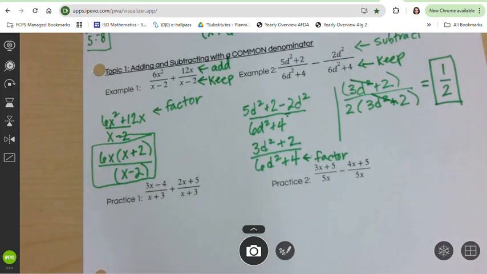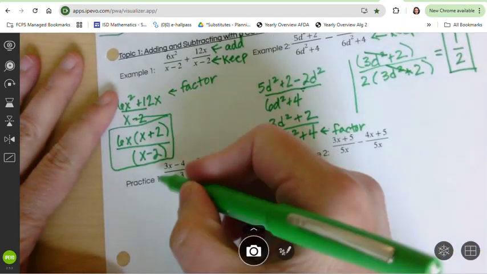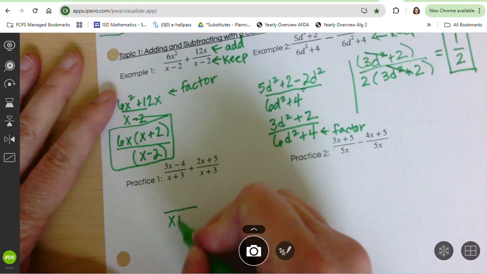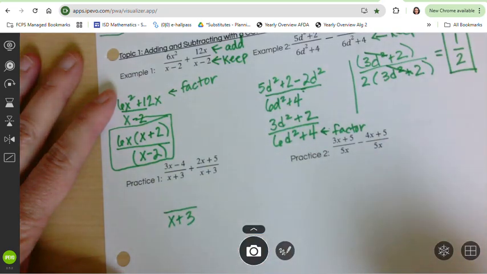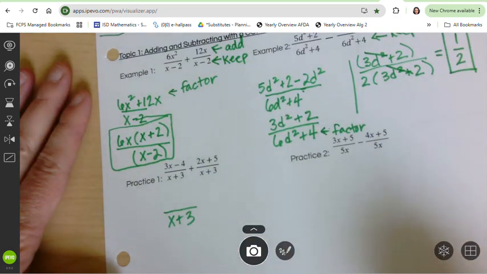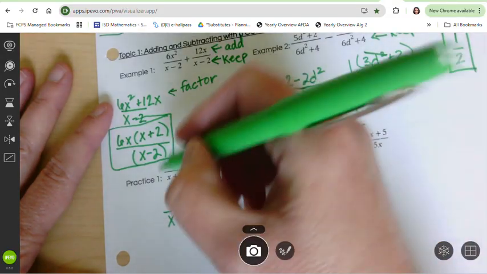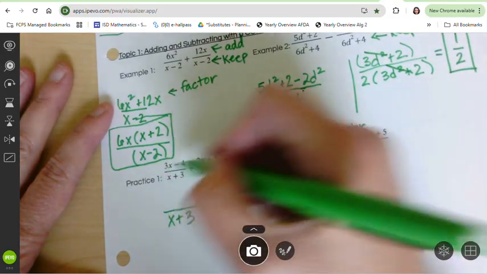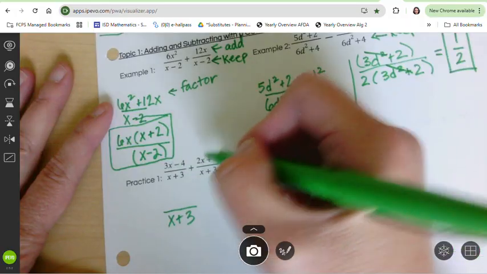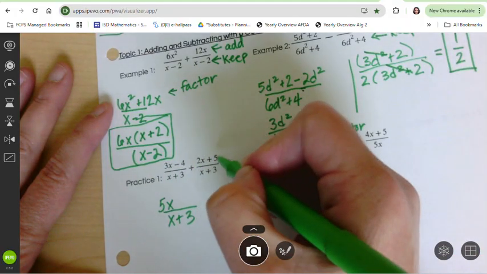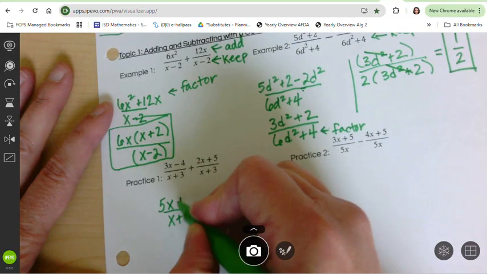All right, so now I need you guys to do the 2 practice problems below. I want to see how you did. Let's quiet down. You should have kept your denominator at x plus 3. Did you do that? And then you're adding your numerators together. You can write the whole thing out, or you can just add them right here. So 3x plus 2x is 5x. And negative 4 plus 5 is positive 1.